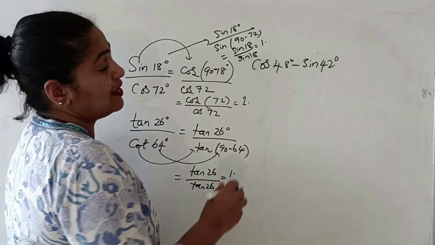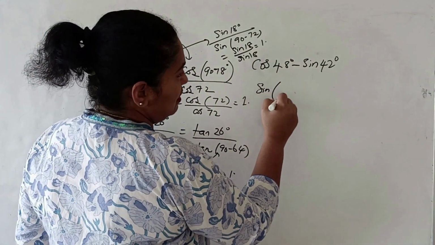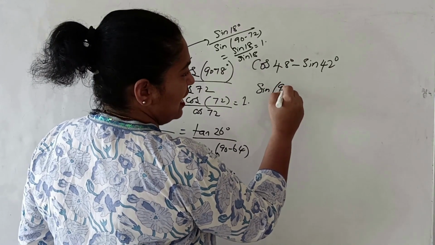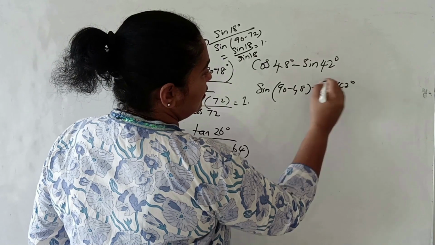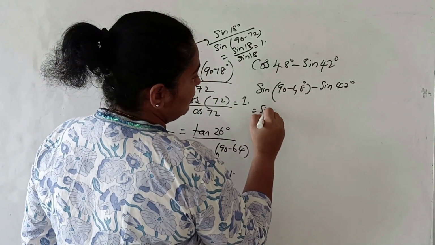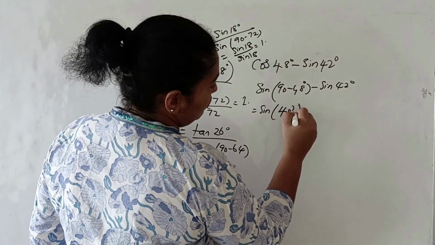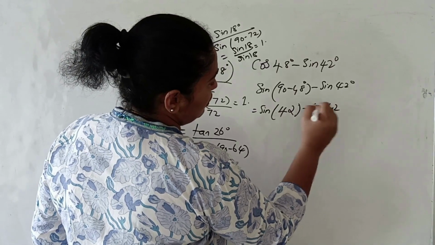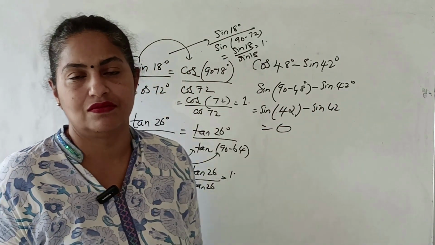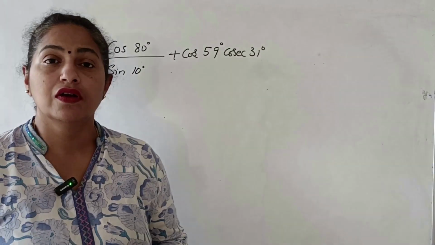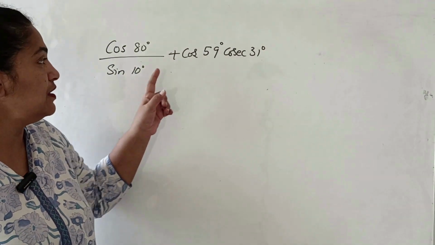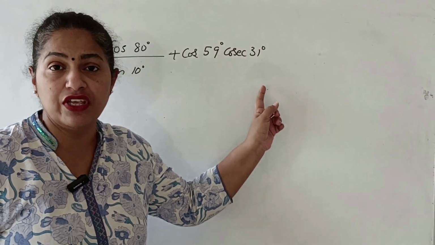Cos 48, I can write it as sin of 90 minus 48, which is again, what is this value equal to? This is sin 42 minus sin 42, which is 0. Okay. Now let us move on to slightly complicated ones. Cos 80 by sin 10 plus cos 59 into cosec 31.